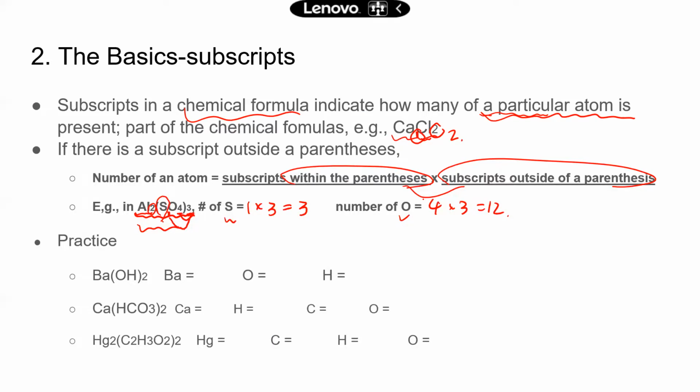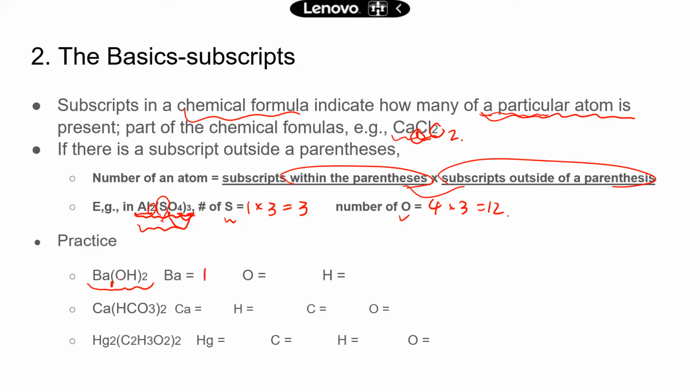You can pause the video here and then try to finish everything, and then resume the video. Compare your answers to mine. So for the first one, barium hydroxide, barium is going to be 1, right? So the subscript is 1, so that means there's 1 barium atom.